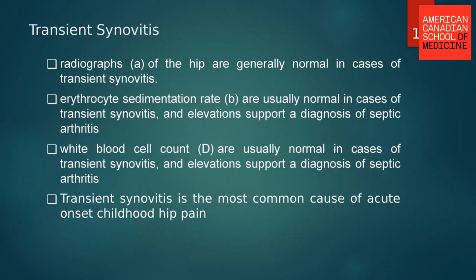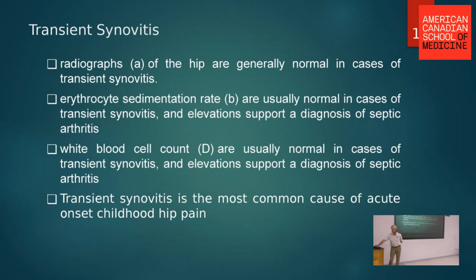Pretty much what we just talked about here. So no x-rays necessary. Sed rate's usually going to be normal. White blood cell count, if you do one, should be pretty normal. And most common cause of acute onset childhood hip pain.